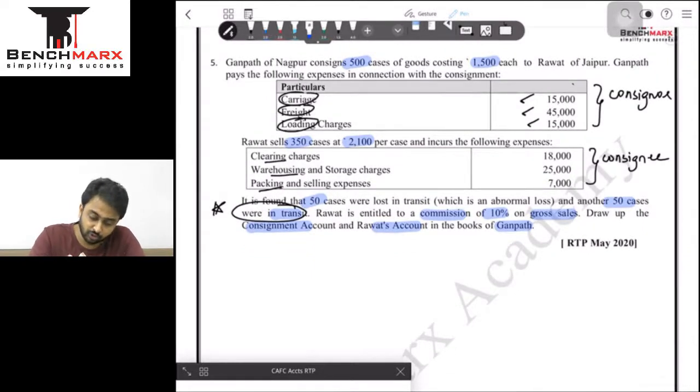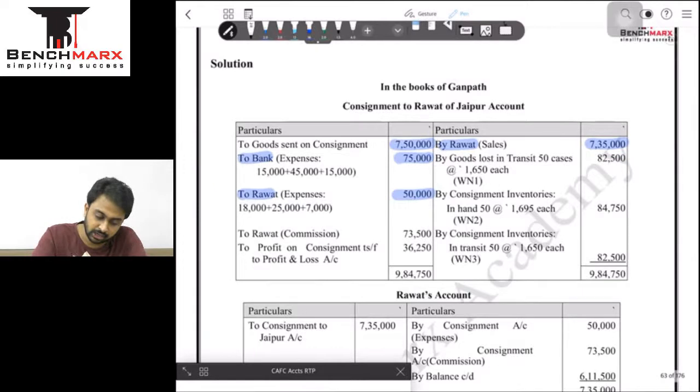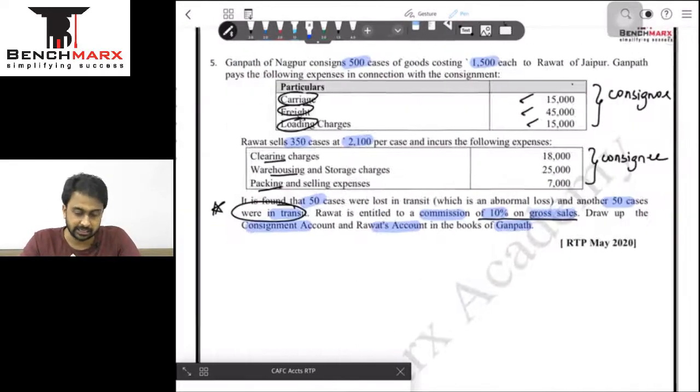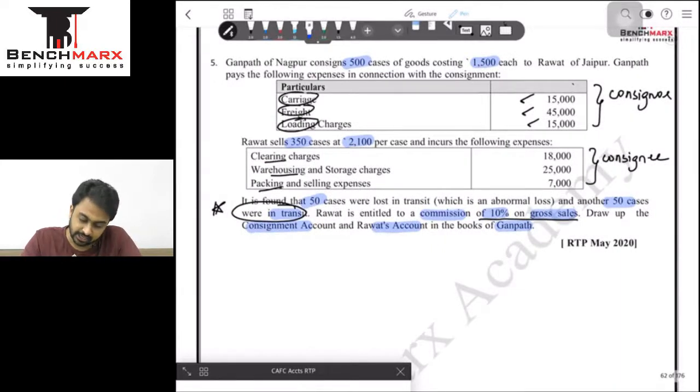Commission is 10% of gross sales. So let us post the commission also. This 10% on gross sales. So 10% of 7,35,000 to Rawat because the amount is due to him. He is my creditor. Consignment expense, so consignment debit, and 7,500 is posted on the debit side of the consignment account. Okay. Now what is left?